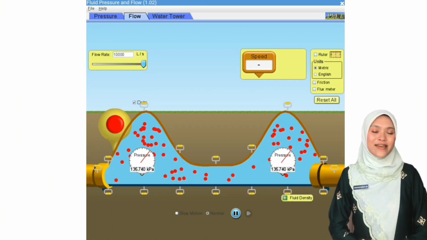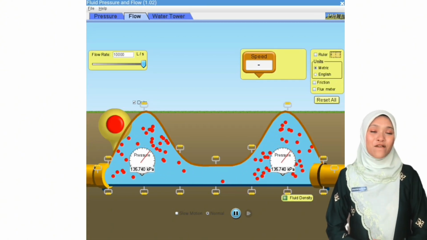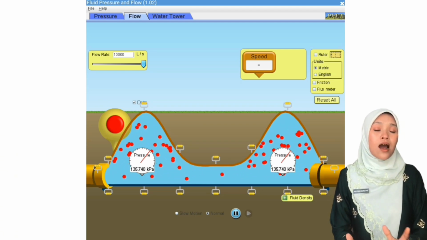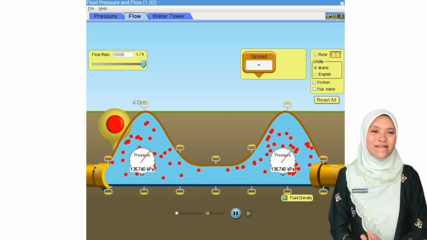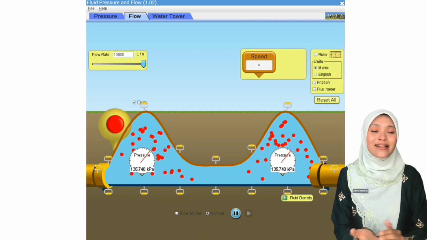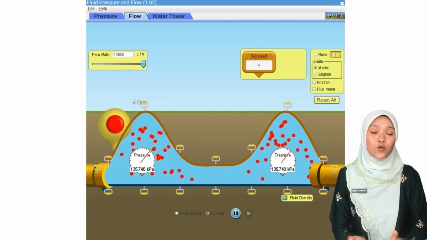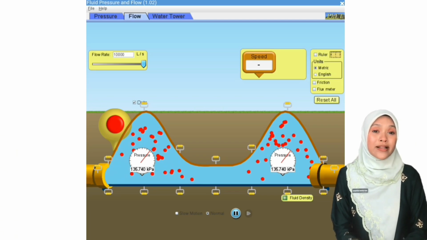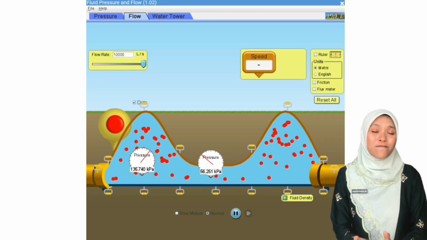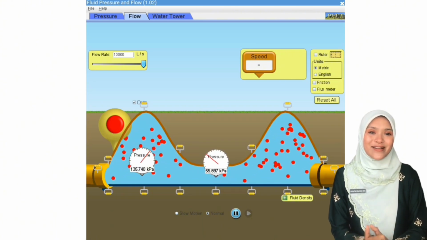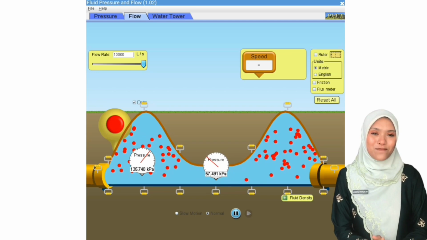Next, the video that you can see here is the flowing of water with two different types of area, which is a large area and a narrow area. The larger area, which is the right and left side, has the same pressure, which is 135.740 kilopascal, while at the narrow area it is 56.428 kilopascal. The red dot means the flowing of the water.